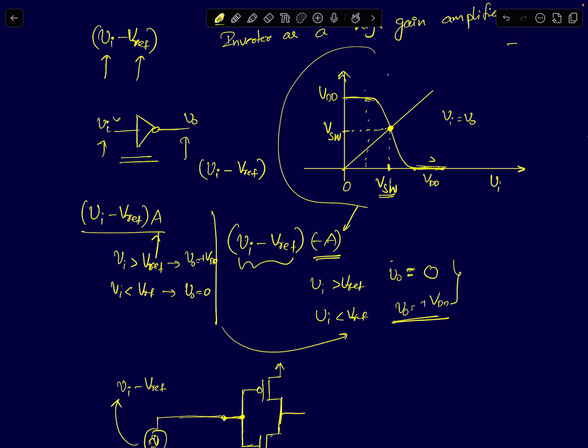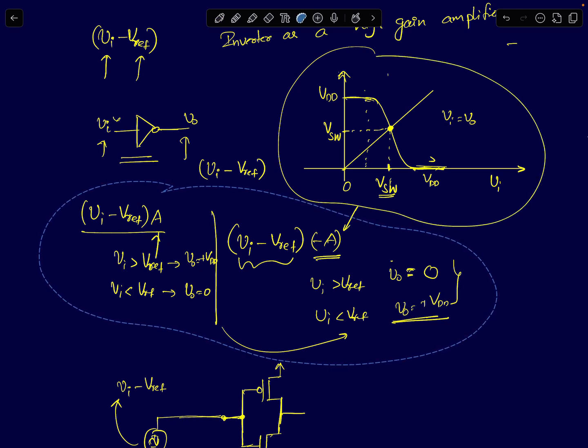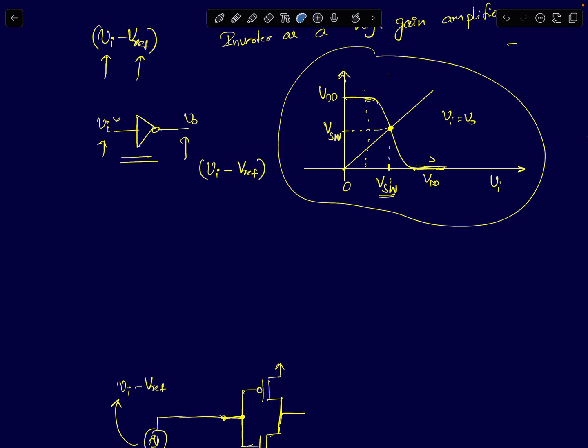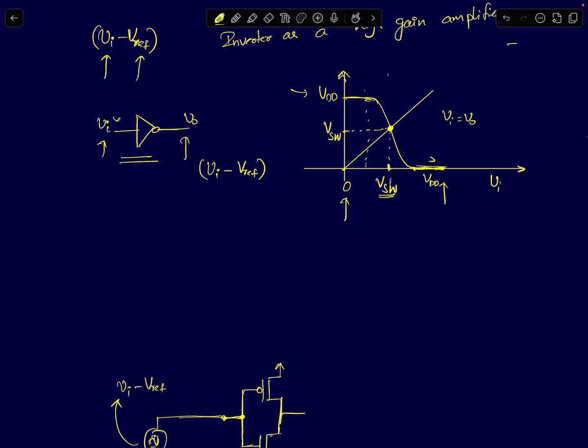So shown here is the transfer characteristics of a CMOS inverter. When your input signal is 0, output is VDD, and when your input signal is VDD, output goes to 0. And in between there is a very high gain transition region. The gain in this region is negative, which means if your input increases, output decreases. So the gain is negative.